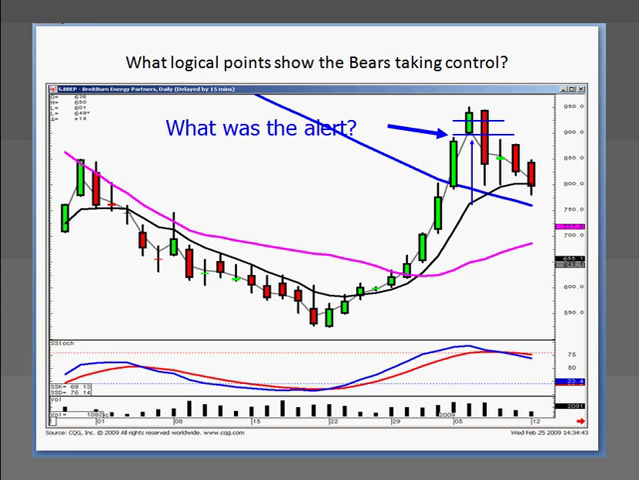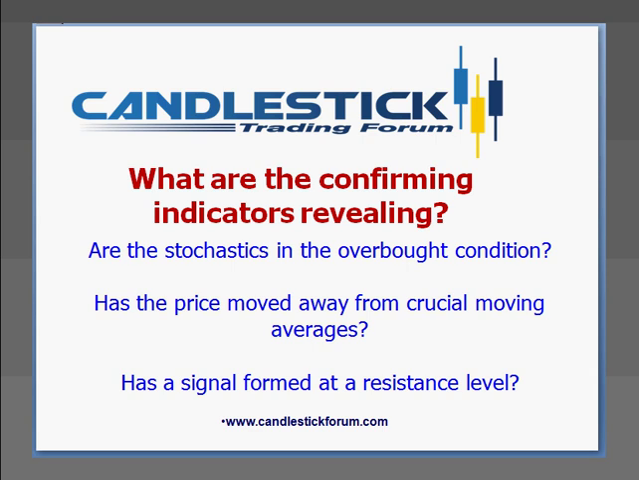I don't use MACD. Now, I have MACD on some of my charts, but I don't use MACD because MACD is a lagging indicator. I have it on my charts because even though I don't use it, it's always a good little fluffy confirmation to see that the MACD is moving in the same direction as what you think your signals and confirmation are moving. Okay. All right, so what are the confirming indicators revealing? I want to know whether the stochastics are in the overbought or oversold condition.